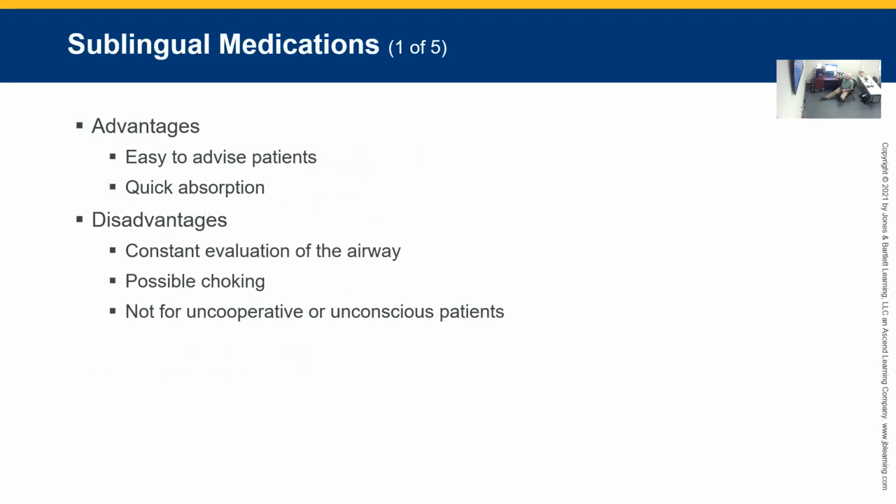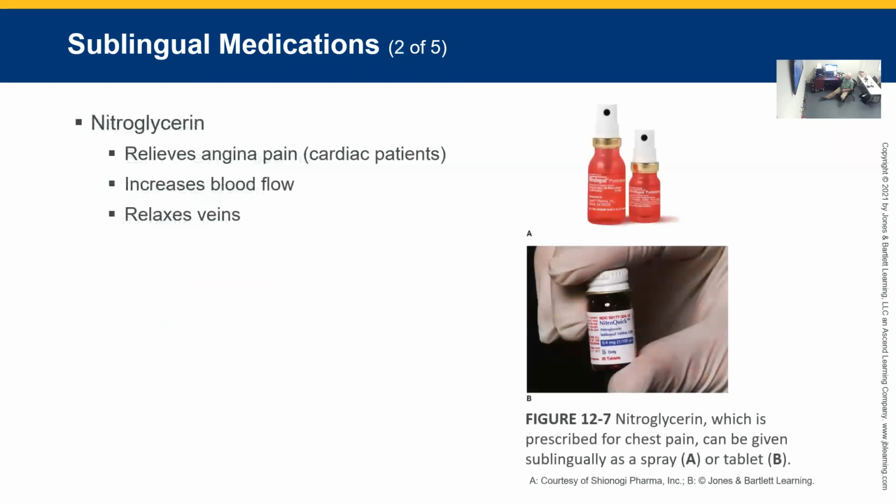Sublingual, under the tongue, is a very quick absorption and works very, very well. I know this talks about paying attention to the airway, but most of the time, anything you put under the tongue is small. The sublingual spray, nitro, is very expensive. You just squirt it in; it doesn't go under the tongue, it goes in the mouth. But the little pill bottle actually goes under the tongue. Now, nitroglycerin is for the cardiac patient, increases blood flow. It relaxes the veins, but also relaxes the arteries too. It dilates and relaxes everything.